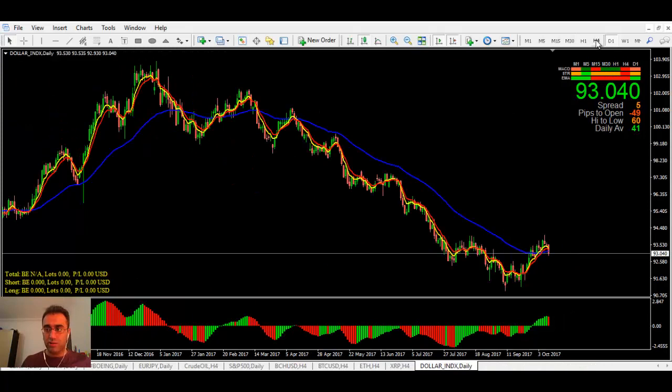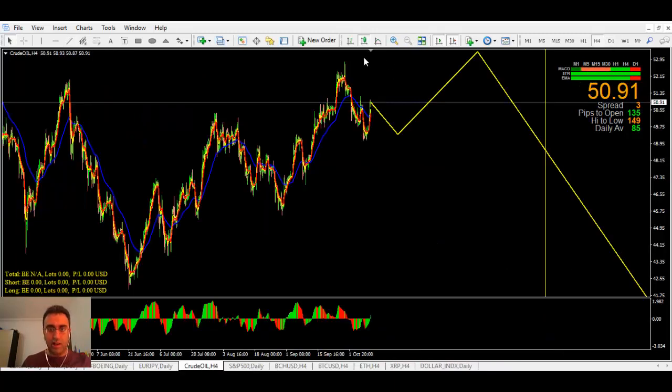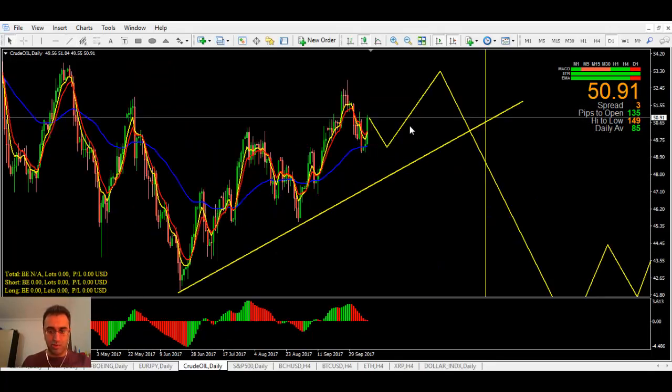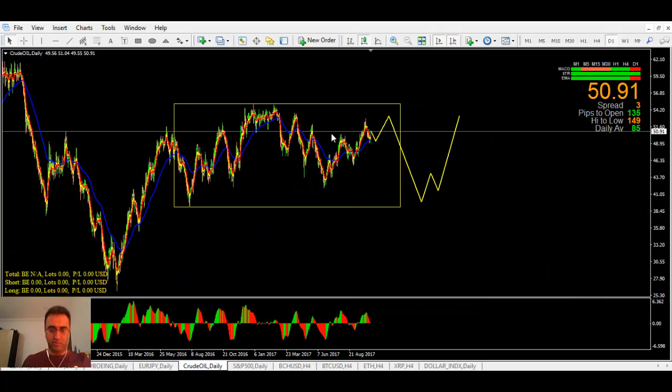Let's go to the daily chart. The dollar has been trending towards the downside. This is our downtrend line. Can you see that? Now when you see that, you go to the crude oil daily chart. Let's open the daily chart. We can see that crude oil has been trending towards the upside as well. So what's the plan? What should we do?